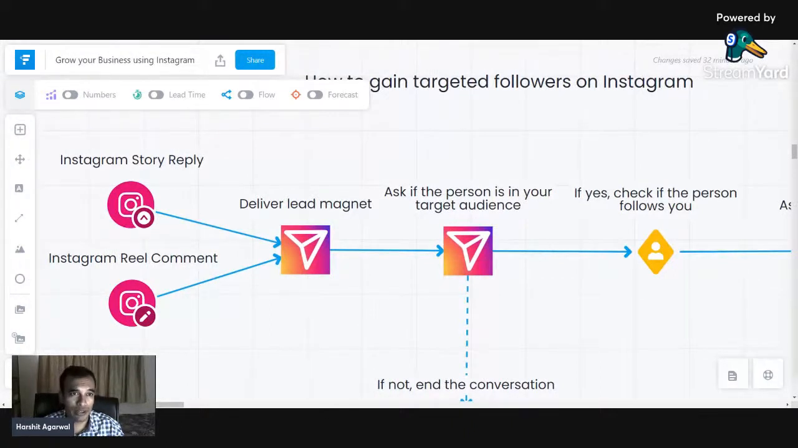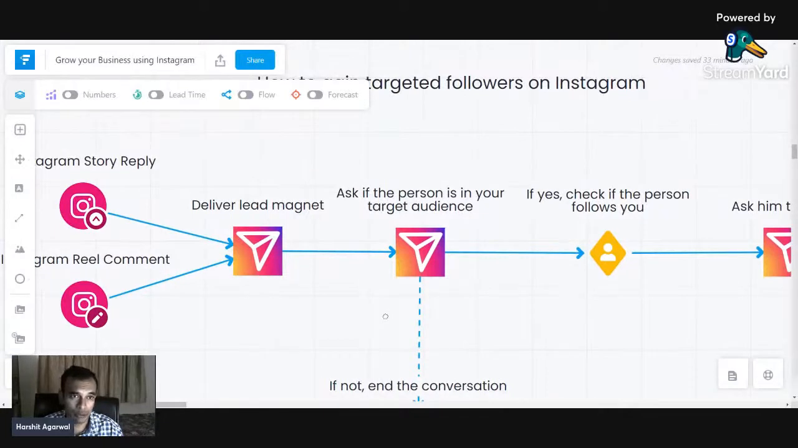So suppose you are a consultant looking for coaches to work with you, then you can ask them what you do, what kind of coaching you are into. If you are an e-commerce business looking for people who are vegan and they are looking to lose weight, then you can ask your questions around those lines. So basically, ask 1 or 2 questions to confirm if they belong to a target audience.